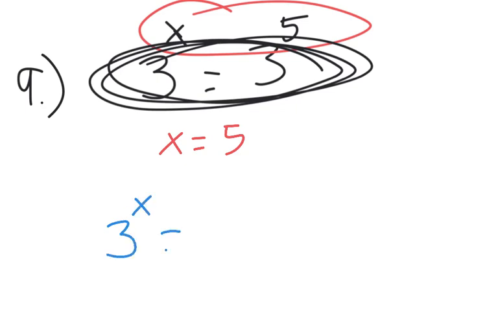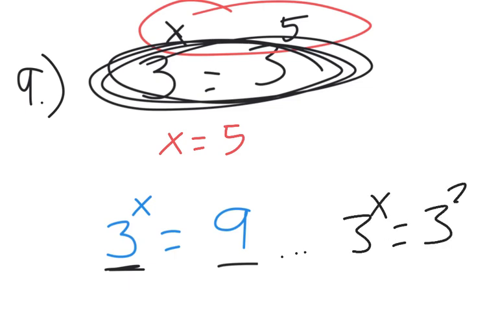3 to the x was equal to 9. Again, this one might seem easy enough to you because you know what this one has to be. But if you didn't know, one of the options is you could rewrite this. 9 is the same thing as 3 to the 2nd. And so now they have the same base, so we can set the exponents equal.